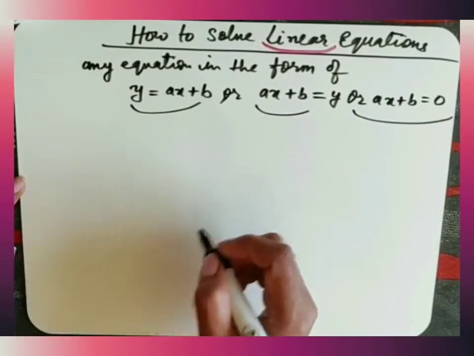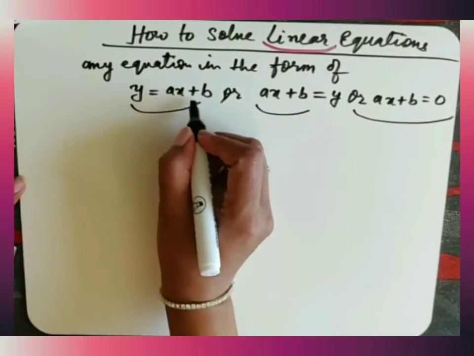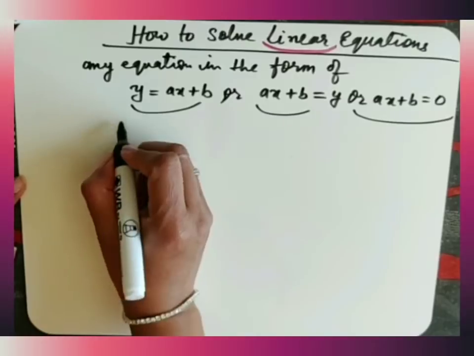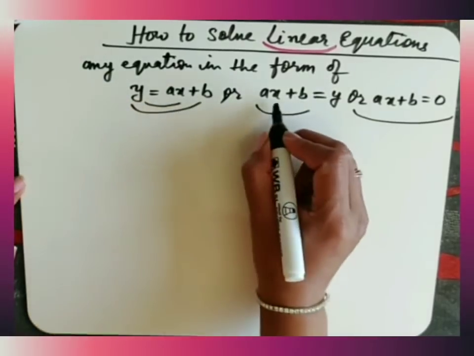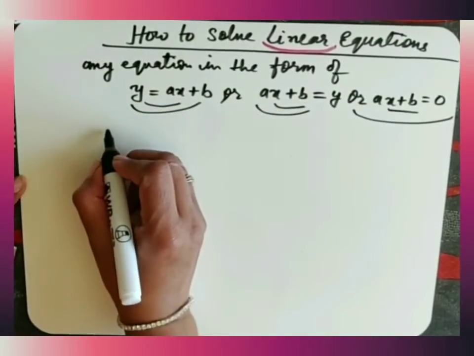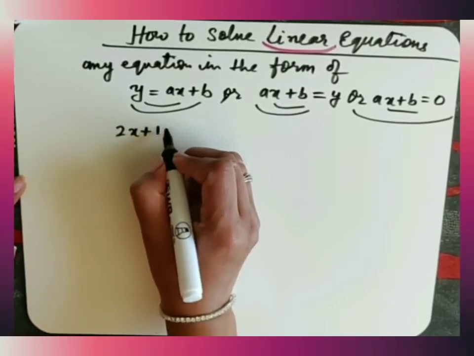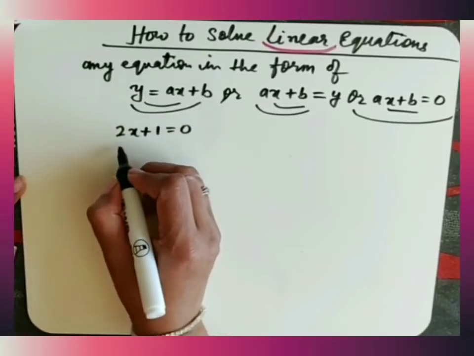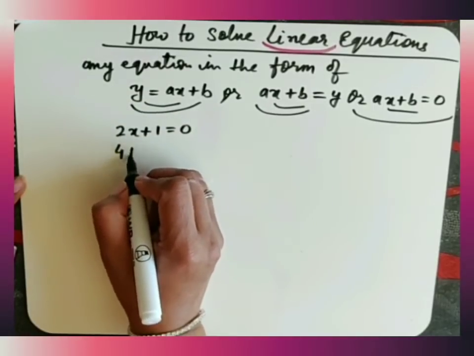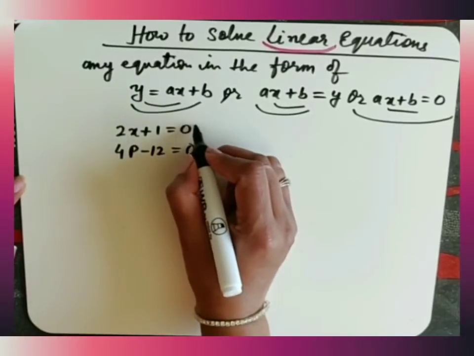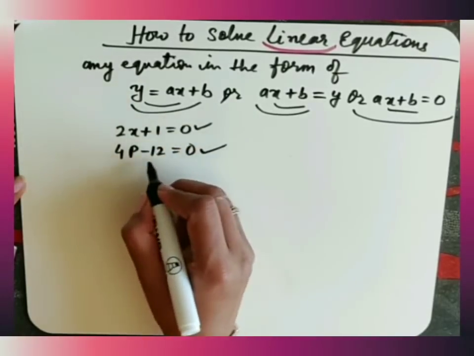And one more thing, why it is linear. Let's take a few examples of linear equations. Let's take 2x plus 1 equal to 0, and another equation 4p minus 12 equal to 0. So both are linear equations.